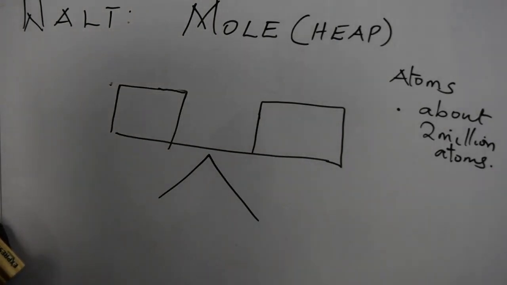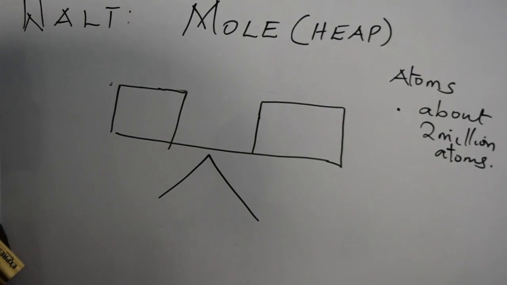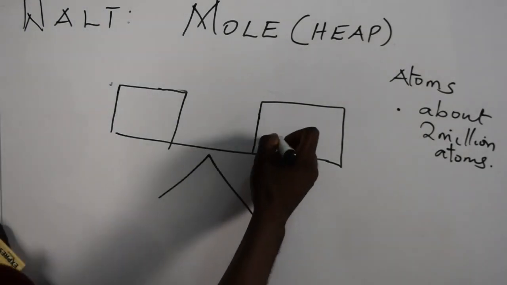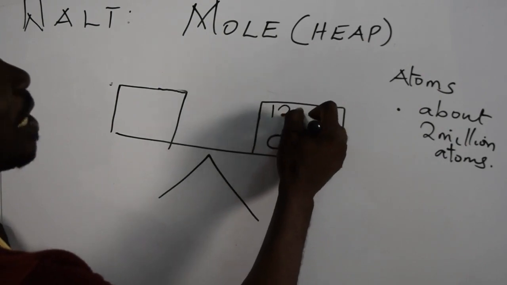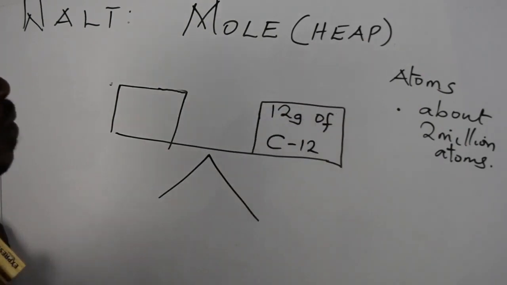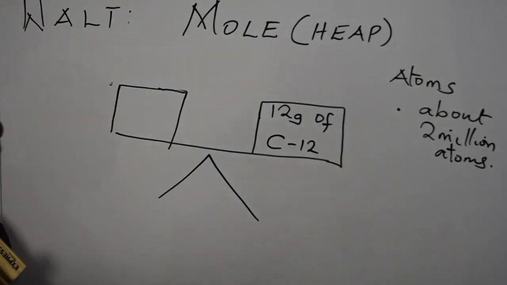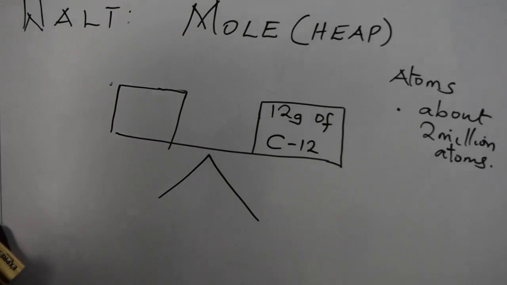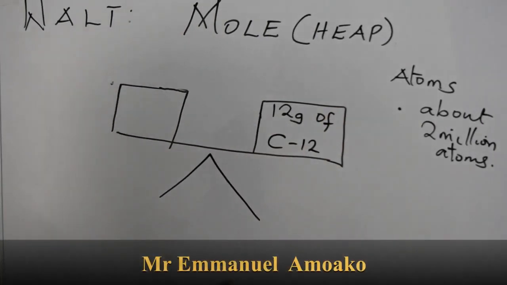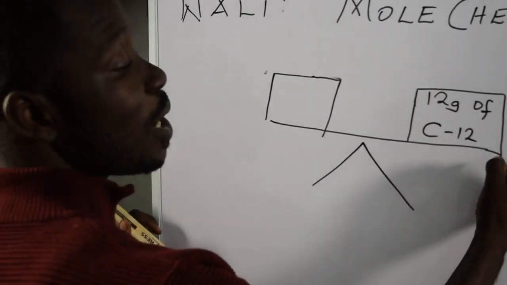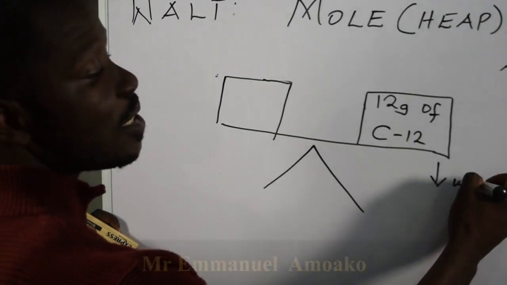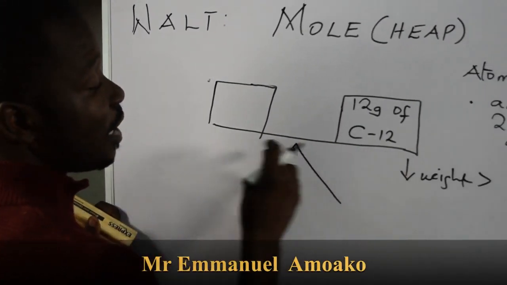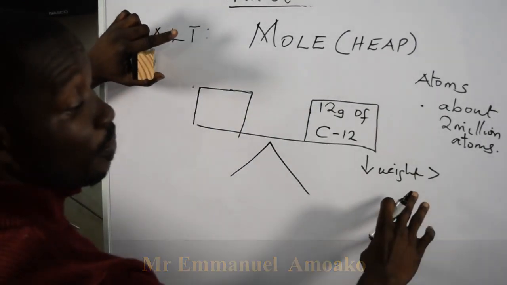Now, this is what happened. There was an element that scientists or chemists knew a lot about, and that element was carbon. So I want to be specific and say carbon 12. Now, what scientists did was to measure 12 grams. So they took the chemical balance, measured 12 grams of carbon 12 and put it at one side of the seesaw. Don't forget, this is my seesaw. And the moment you put it at one side of the seesaw, because the mass there, or the weight, is greater than this side, you see this side coming down.